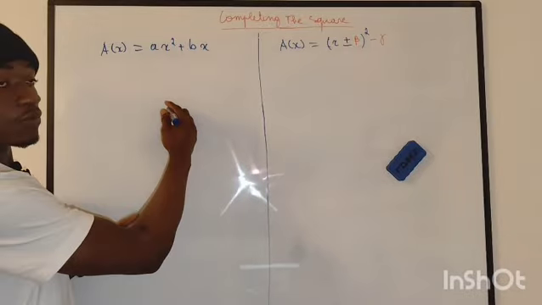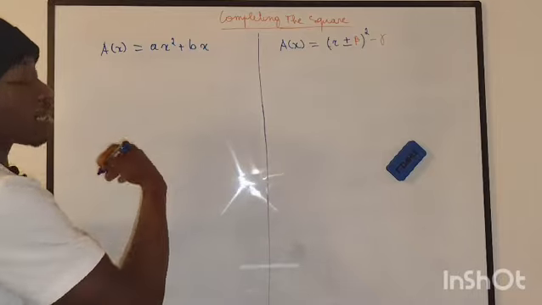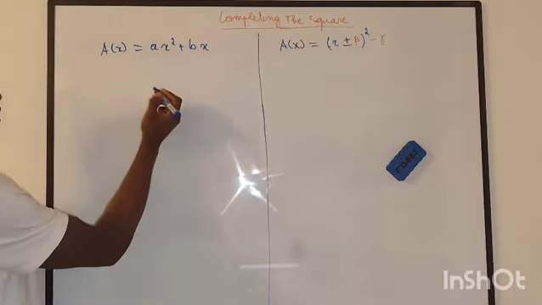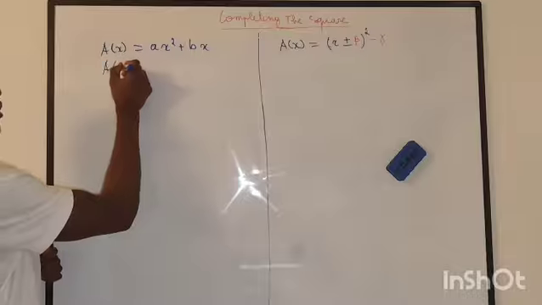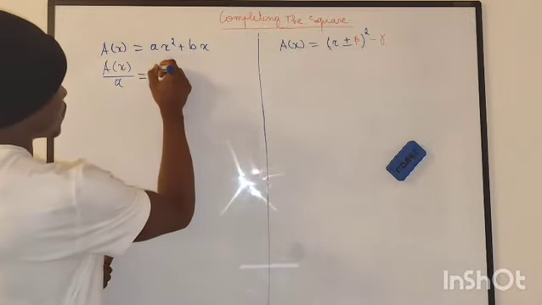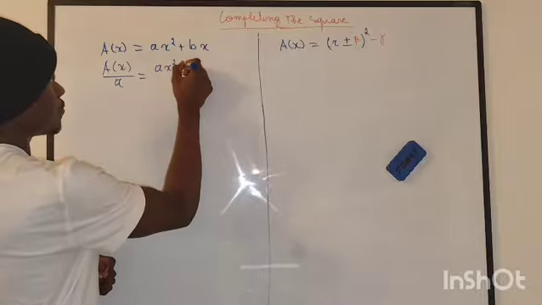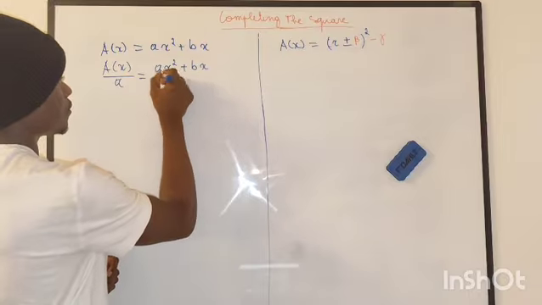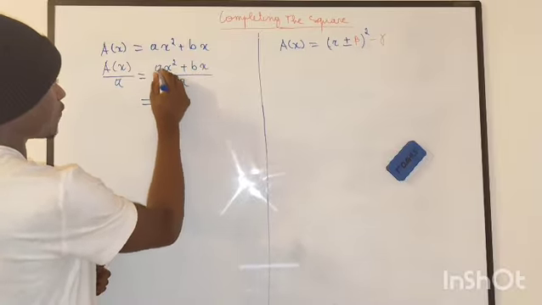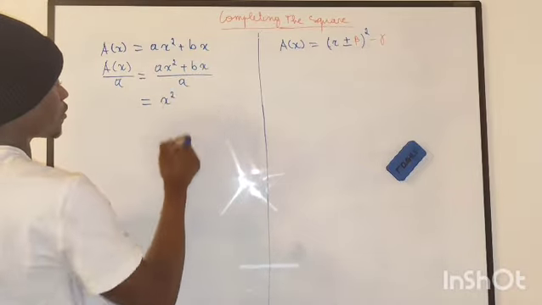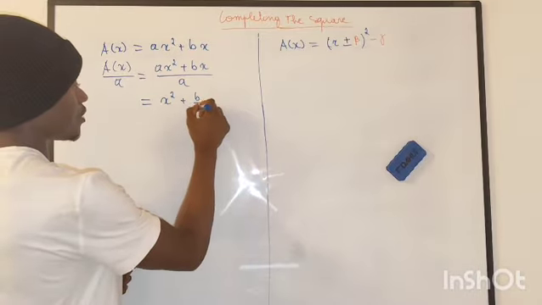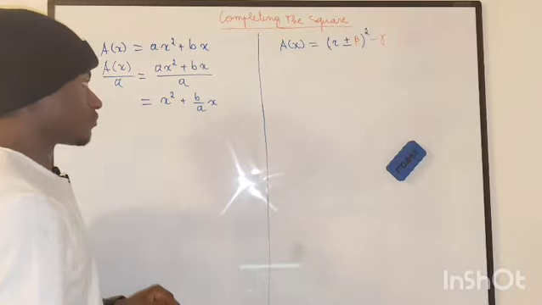The first step here will be to bring the coefficient of x squared to 1. And we do this by dividing all the equation by a. We become f(x) over a equals x squared plus bx divided by a, and then we have automatically the coefficient of x squared that becomes 1, plus b over a times x.